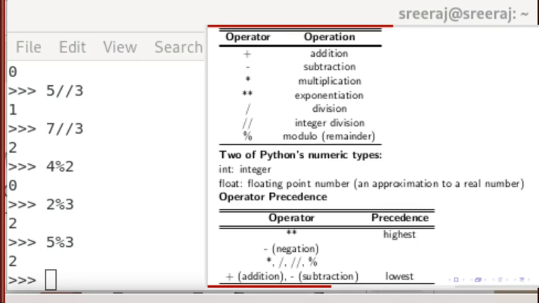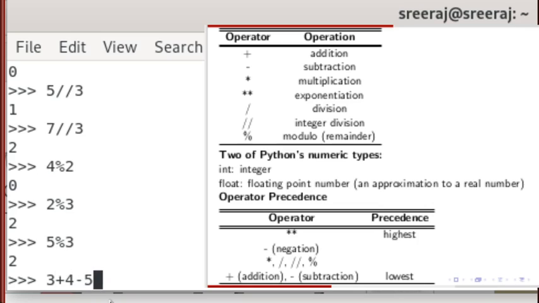Now that we have worked with these operations separately, let's combine them into one expression. We will add 3 to 4 and subtract 5, and the answer is 2. The operations are performed from left to right, and the 3 is added to the 4. We got 3 plus 4 is 7, and then 7 minus 5 is 2.